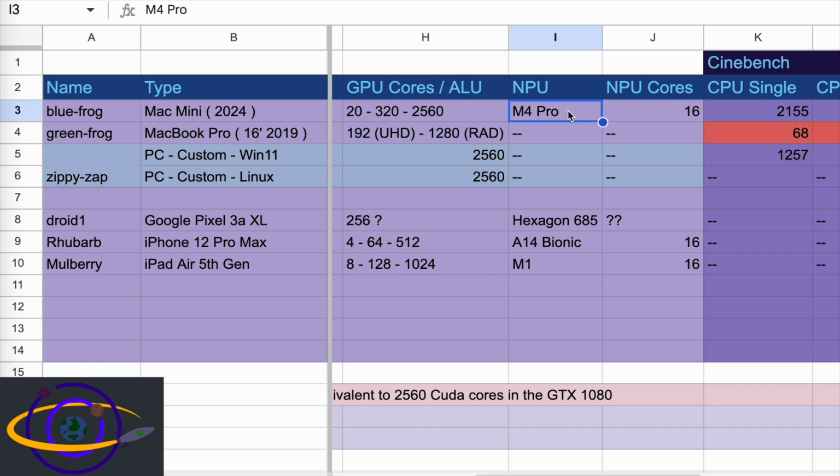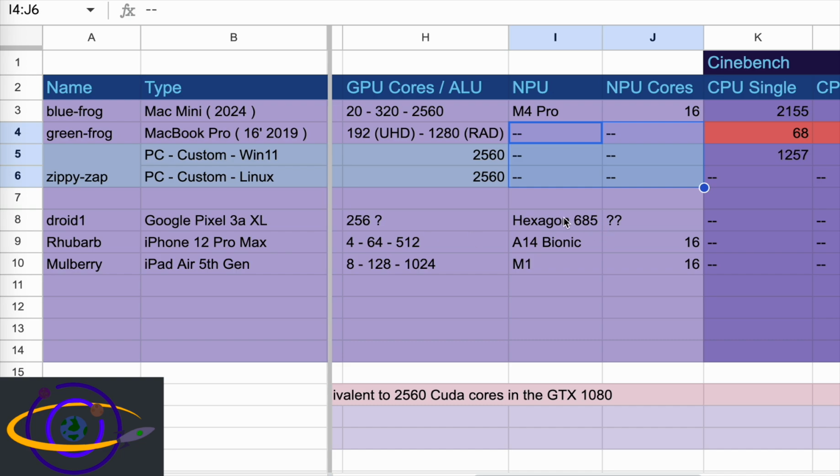So the M4 Pro, 16 cores. Now there is no NPU in either the custom PC or the MacBook Pro. They're Intel based and just did not come with an NPU at all. So those are going to be stuck using either the GPU or the CPU for anything AI related.